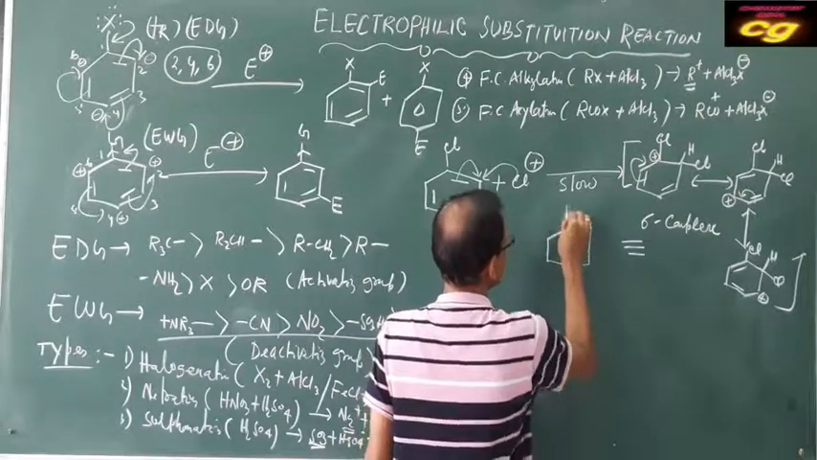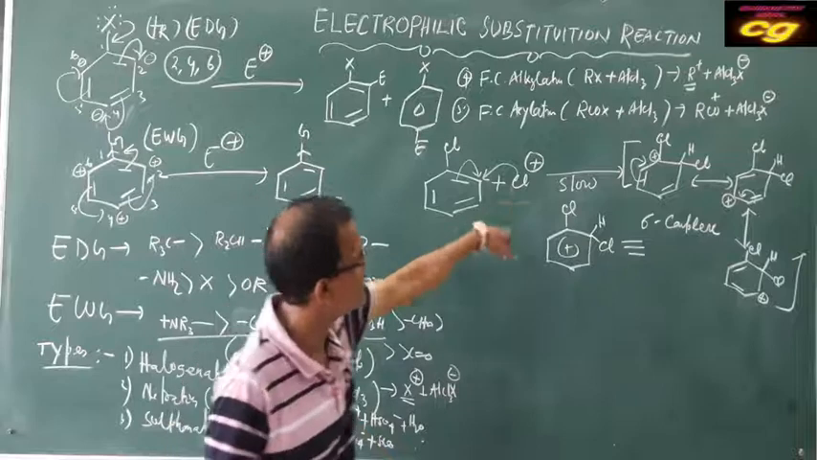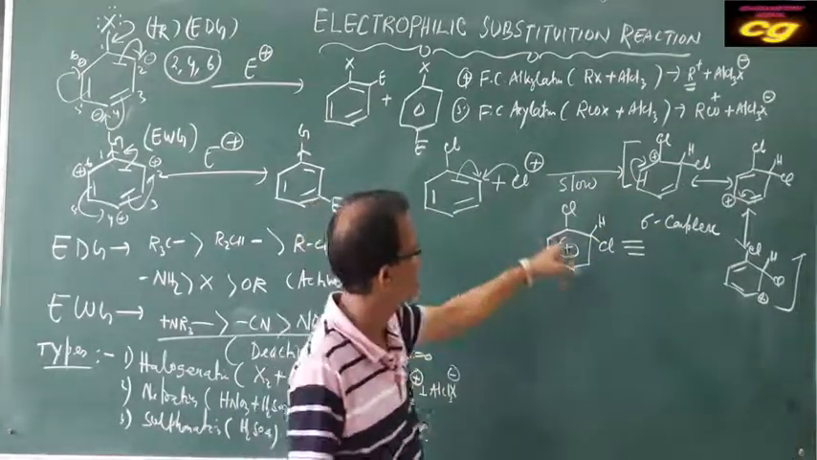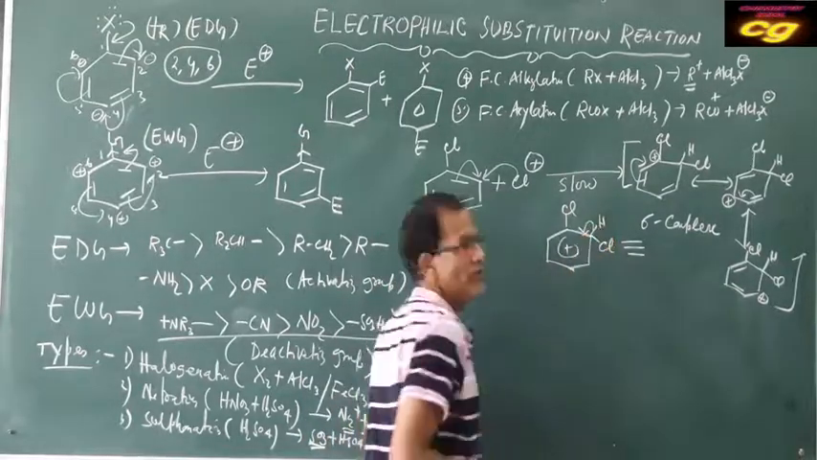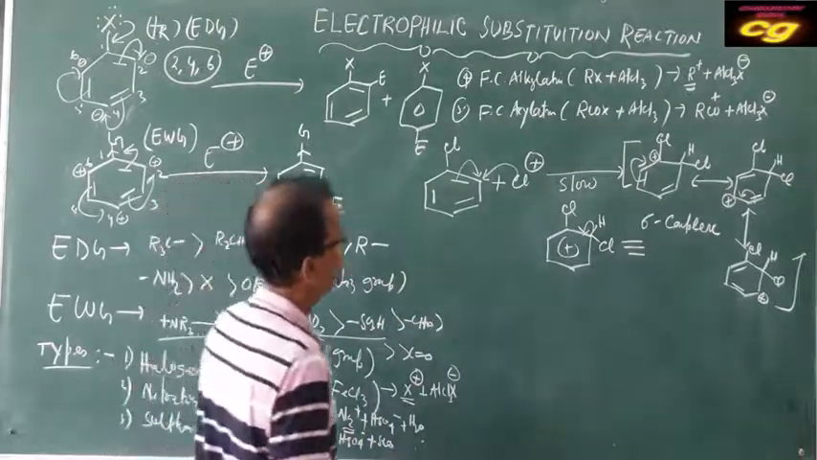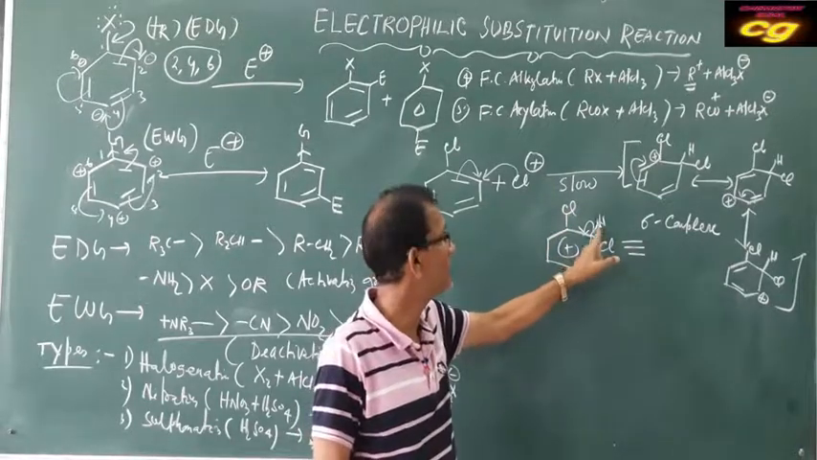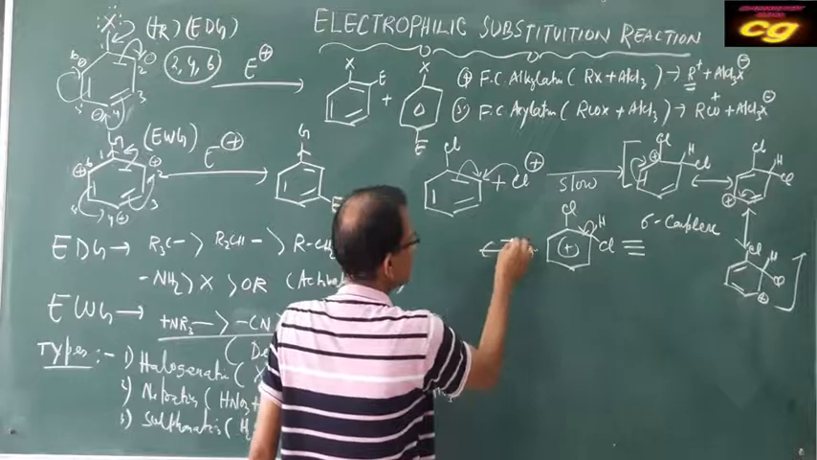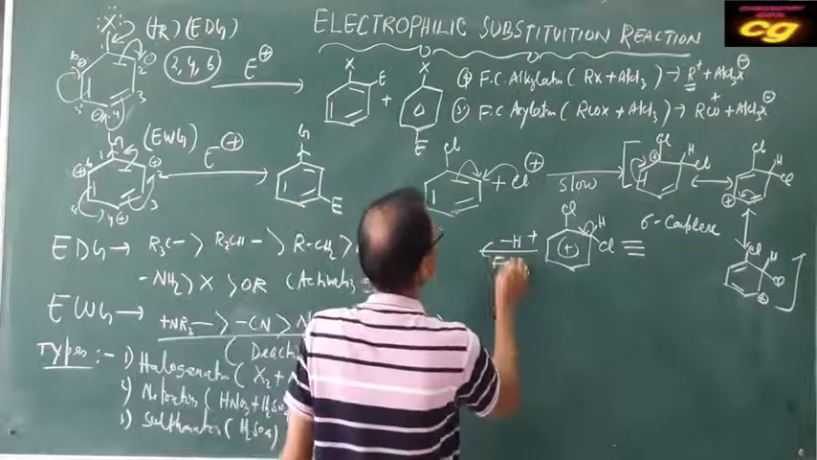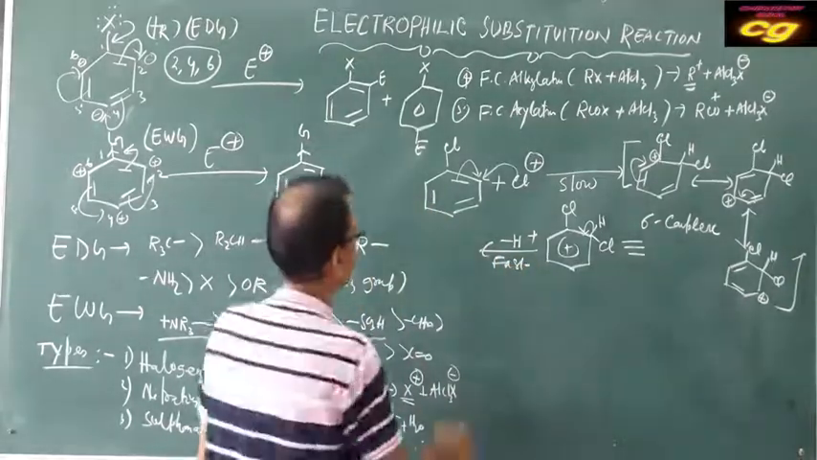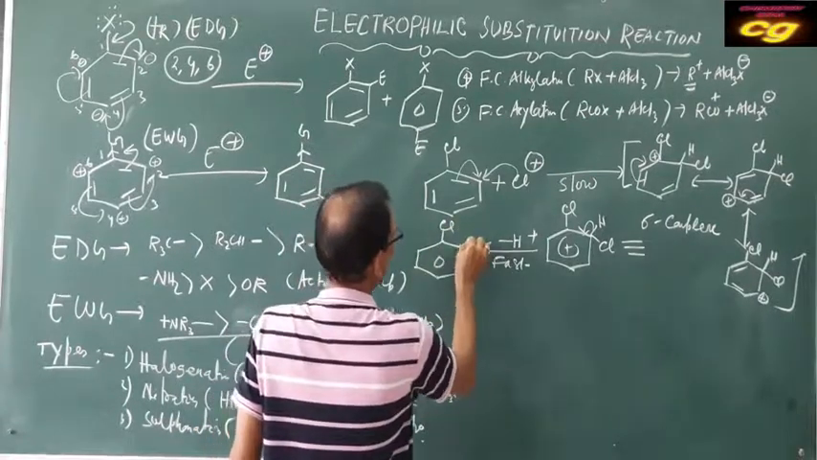So plus Cl, H and Cl. As the whole positive charge is circulating, this H will be removed from the benzene. This is a loss of H plus, a loss of a proton. This step is a very fast step, and the result is a substituted chlorobenzene at the ortho position.